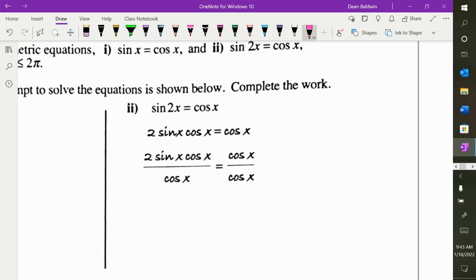Now, they did this on purpose because they're trying to show what not to do. Do not do this. Oh, it's the cos and the cos. I'm just going to divide each side by cosine. So then that cancels and that cancels. So I end up with 2 sine x is equal to 1. That's just quick. Yeah. No.